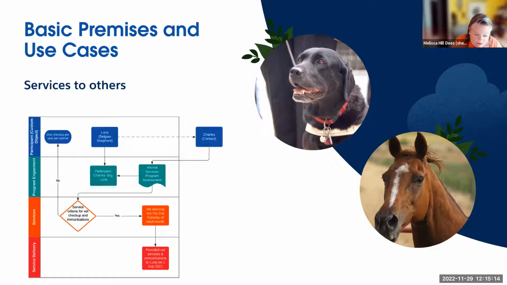I can think of several organizations that work with horses for the benefit of young people. How do you track the impact that's being made? The participant in this case is a horse or a dog, and it can be a custom object that interacts with the program management module.